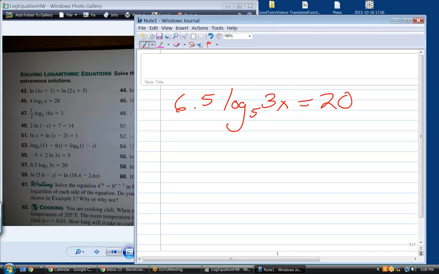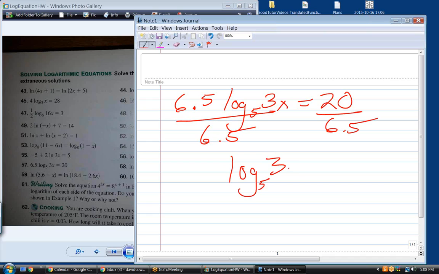It's the first step. Raise everything to the fifth power. No, this is 6.5. Okay, remember what our goal is. Our goal is to isolate that. Divide both sides by 6.5. Correct. So now we have log base 5 of 3x equals this number.